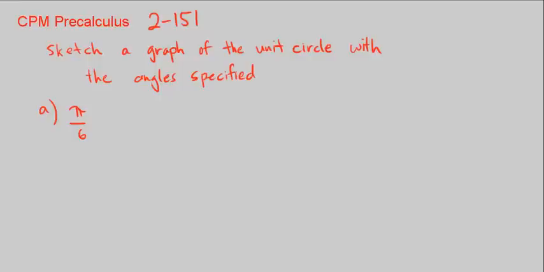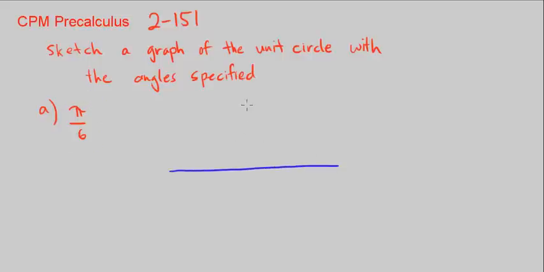This is CPM Precalculus, Chapter 2, Number 151. Sketch a graph of the unit circle with this angle specified. We have three angles, and they're all special angles on our unit circle. Part A is pi over 6.